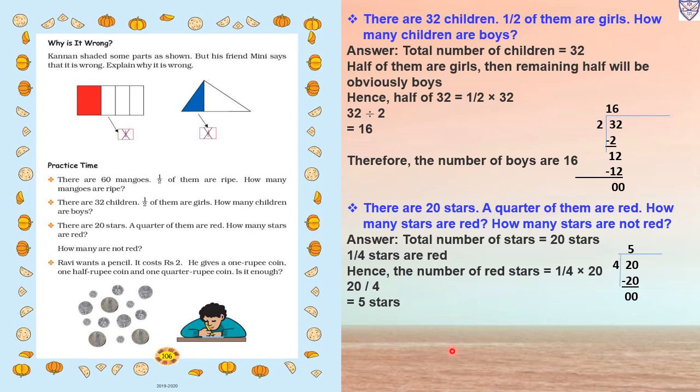Out of 20 stars, if 5 stars are red, then obviously the remaining 15 stars are not red. So we have to find out how many stars are not red. 5 stars are red. So how many are not red? 20 minus 5, that is 15 stars. Therefore the number of stars which are not red equals 15 stars.